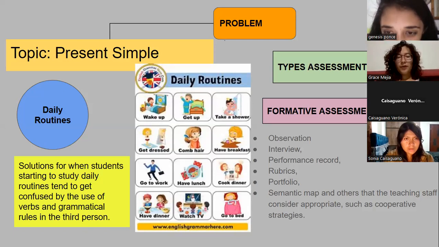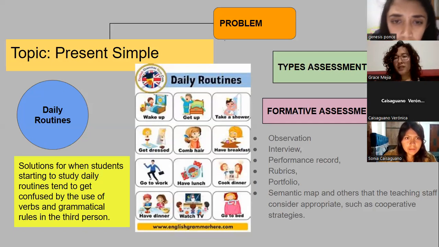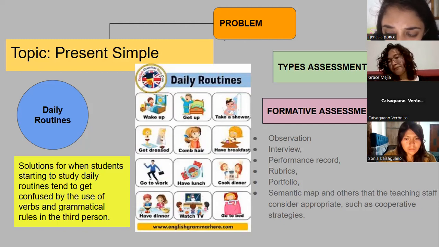I detect a little problem about the students when starting to study the regular routines, and they get confused when using the grammar rules and verbs in the third person. The best option to evaluate the students is the formative assessment because you can apply different activities when you need to evaluate the students. For example, the observation, interview, performance record, rubrics, portfolio, semantic map, library sheets, games, and the other activities.